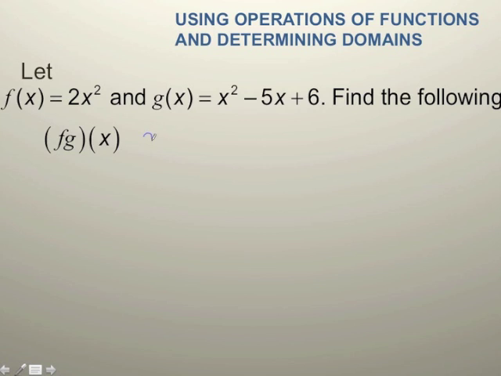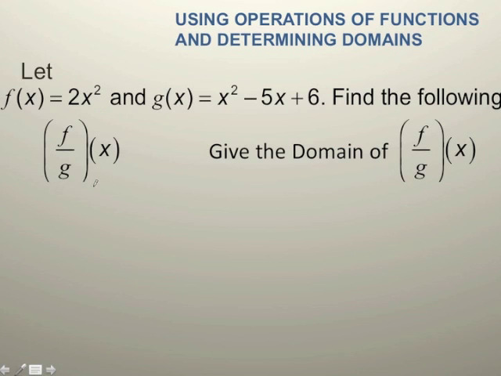Multiplying them, we'll have 2x squared times x squared minus 5x plus 6, or we'll have 2x to the fourth minus 10x cubed plus 12x squared as my product. The quotient, we'll have 2x squared over x squared minus 5x plus 6. And that will be my f over g of x, but we need to give the domain of this.